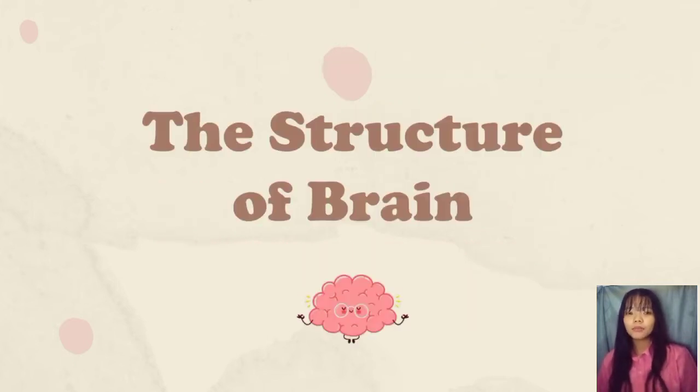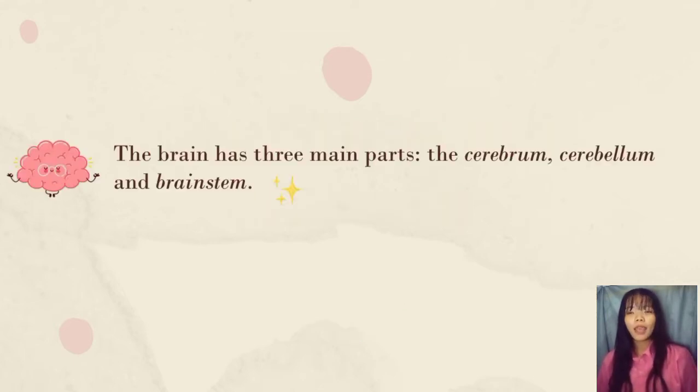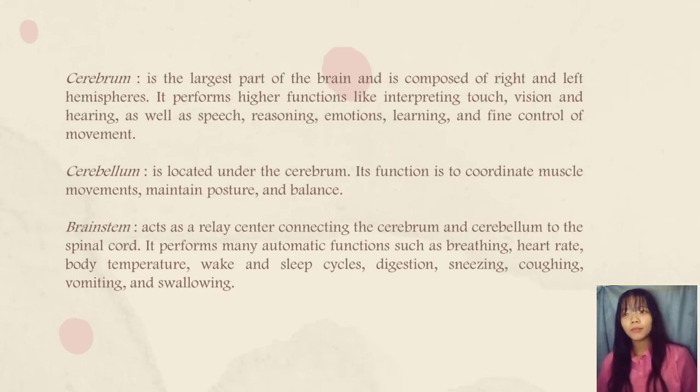And next, I will present the structure of the brain. The brain has three main parts: cerebrum, cerebellum, and brainstem. The cerebrum is the largest part of the brain and is composed of right and left hemispheres. It performs higher functions like interpreting touch, vision, and hearing, as well as speech, reasoning, emotion, learning, and fine control of movement.